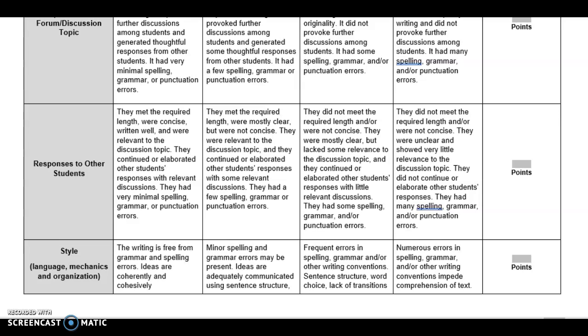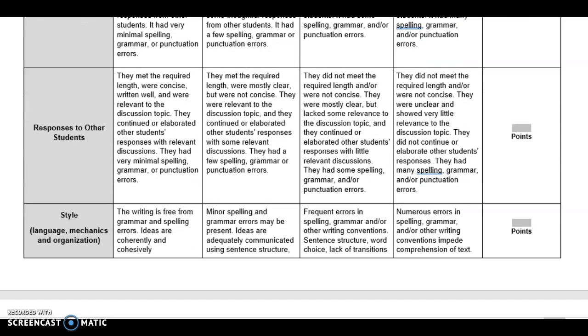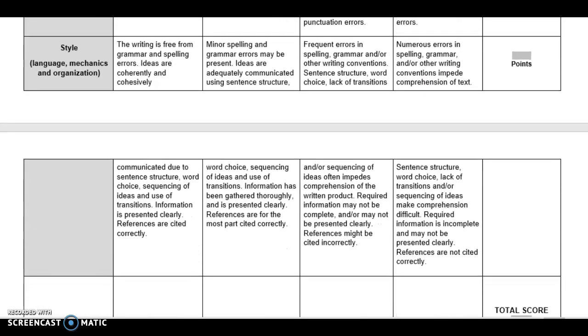Your style element here is about how you write and if people can understand you. Notice that in the excellent column, not only is it free of grammar and spelling errors, but your ideas are coherently and cohesively communicated. People can understand what you're saying. And then also references are cited correctly. In week 3, I'm not looking as much for your references as I am looking for your format.